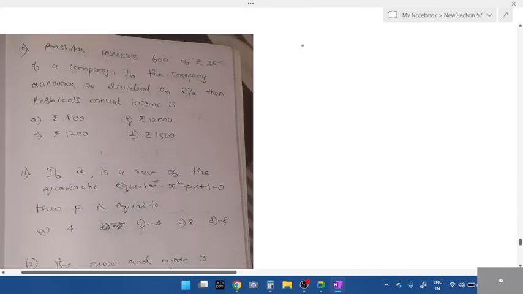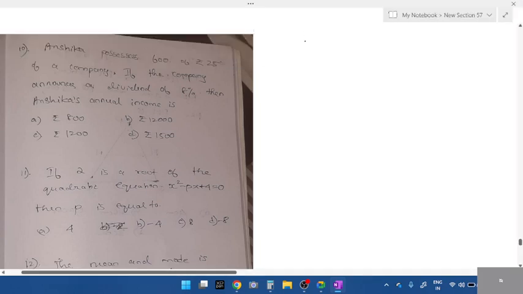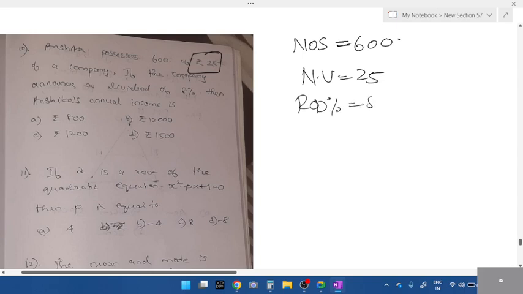Next. Anshika possesses 600. Okay, the meaning of 600 here. What is 600? Is any rupees value given? Number of shares is equal to 600. See, words like possesses are certain words to confuse you, students. Remember, for number of shares, rupees will not be given. Rupees 25 of a company, this is nominal value. If the company announces a dividend of 8%, rate of dividend is equal. It was a direct question, only the words here.